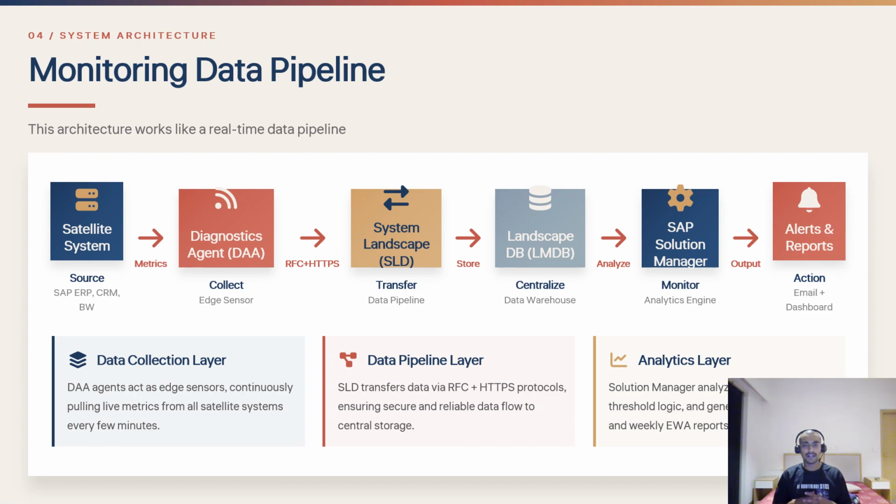Let's walk through the architecture of the data pipeline I built. I've deployed the DA agent on satellite hosts. These agents scrape hardware and application logs every few minutes, and this is our data collection layer. Then we have our data pipeline layer. Here, the data is sent via a secure hybrid of RFC and HTTPS protocol to the SLD. The metrics are then stored and synchronized into the LMDB, where the raw telemetry is structured into actionable metadata.